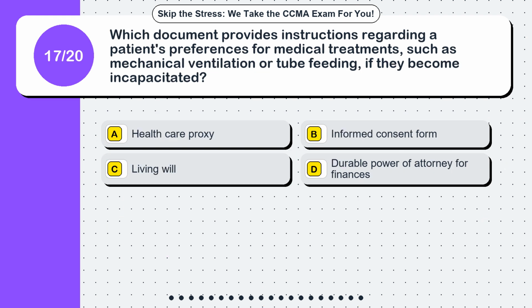Question 17. Which document provides instructions regarding a patient's preferences for medical treatments, such as mechanical ventilation or tube feeding, if they become incapacitated? Option A, healthcare proxy. Option B, informed consent form. Option C, living will. Option D, durable power of attorney for finances.